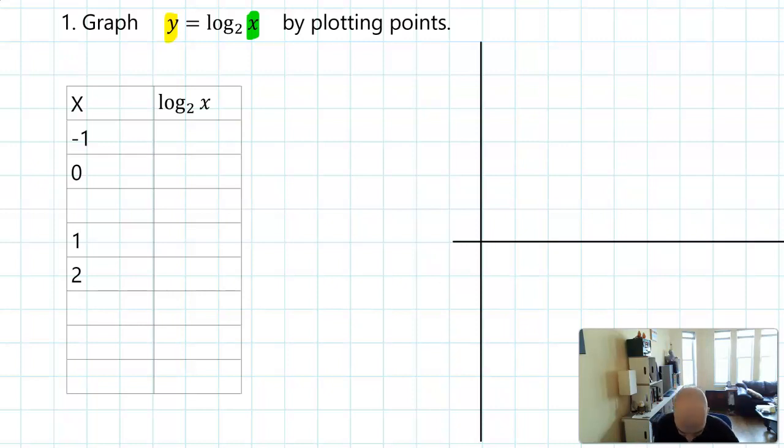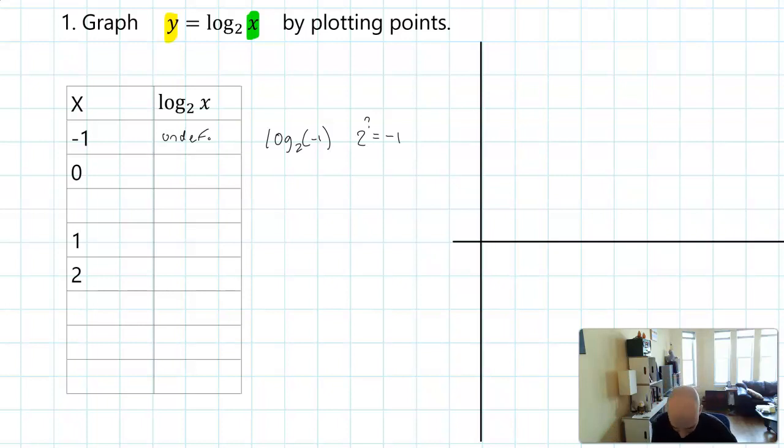But let's start with -1. So this would be log base 2 of -1. Now I want to think about this for a second. That would be saying 2 to the what equals -1. There's no such value. So this is not defined. I'm going to say undefined at -1.